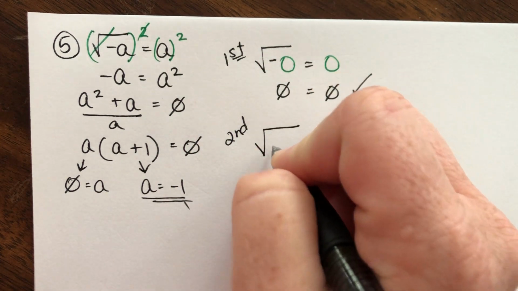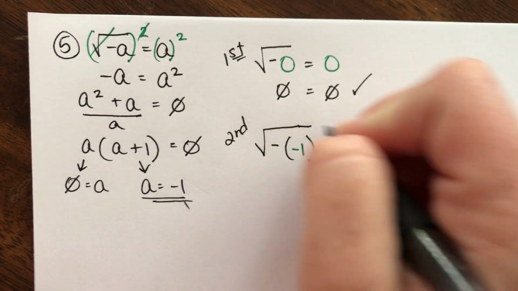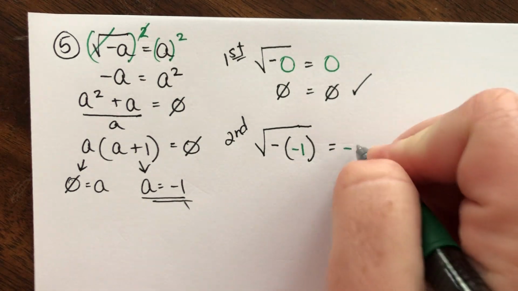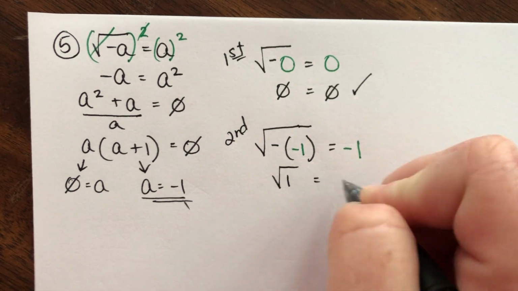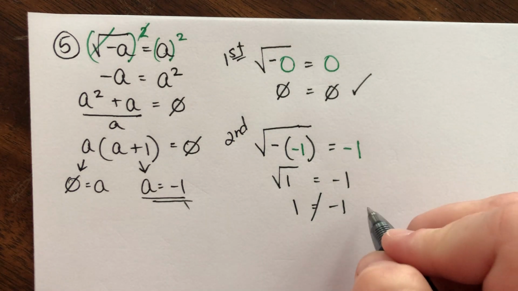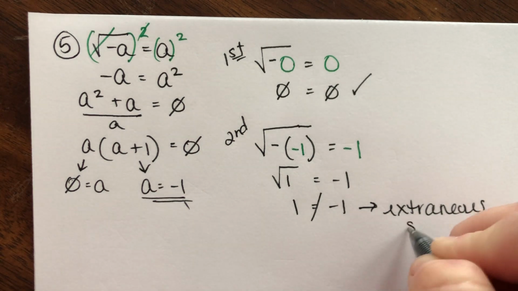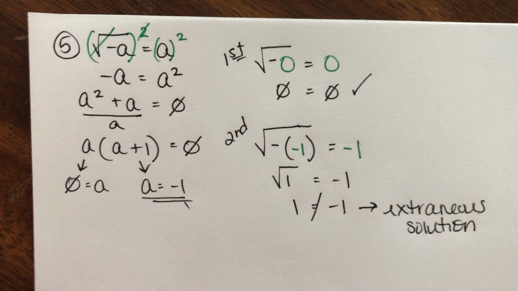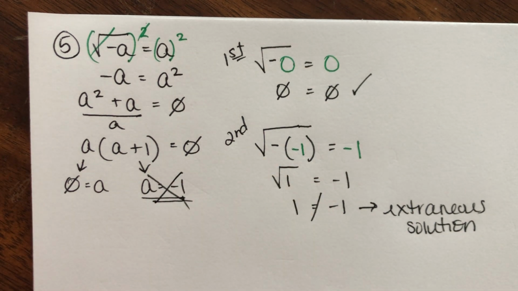And then second, I want to plug in negative 1 for a. So the square root of negative a, negative 1, is equal to negative 1. So negative negative 1 is positive 1. Square root of 1 equals negative 1. 1 equals negative 1. It does not equal negative 1, so this is an extraneous solution. A solution that we solved for mathematically, but when we plug it back in, it doesn't work. That doesn't work. So we just get a equals 0. That's our one answer.